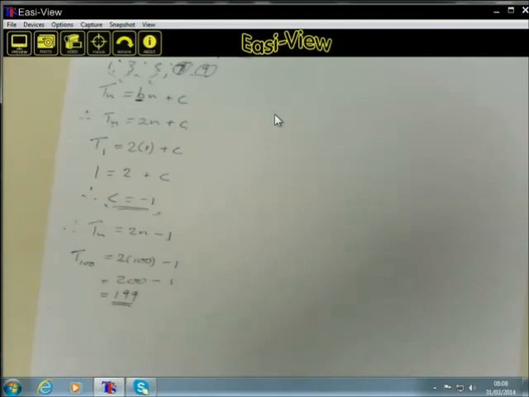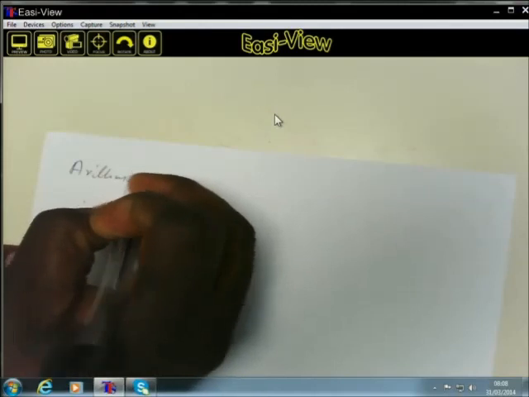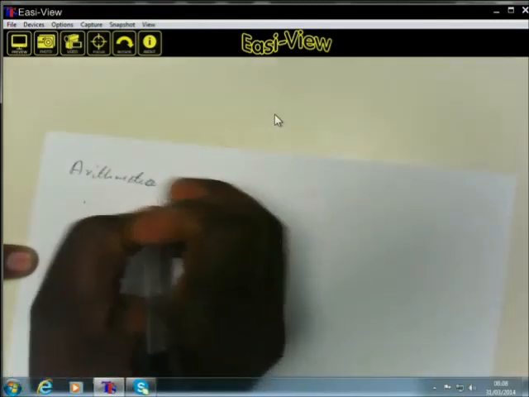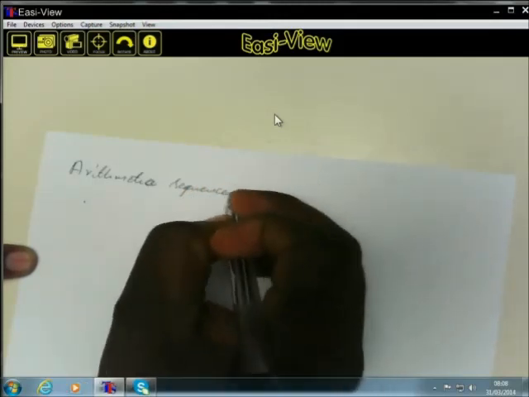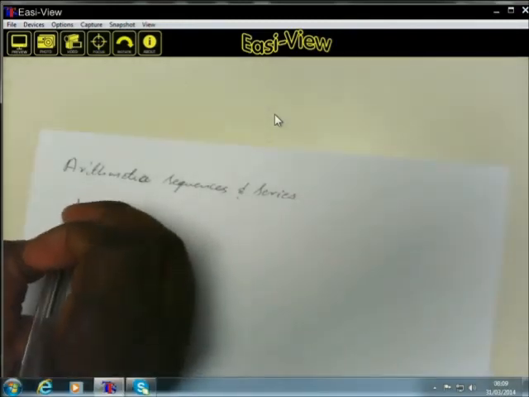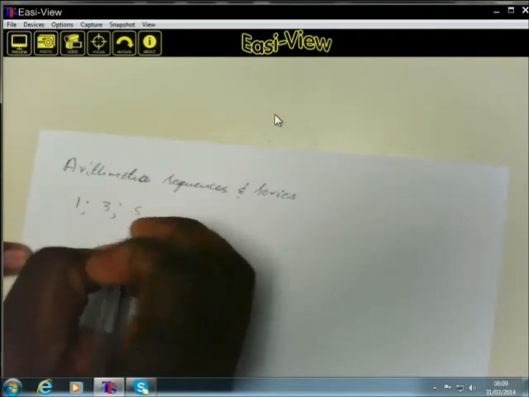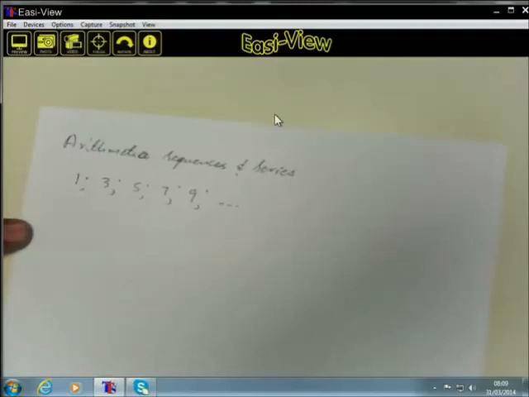But now, when we get to grade 12, we change the term. We call this arithmetic sequences, and we deal with arithmetic sequences and series. We are also going to look at geometric sequences. Now, let's take the same number pattern. It's 1, 3, 5, 7, 9, up to the nth term.